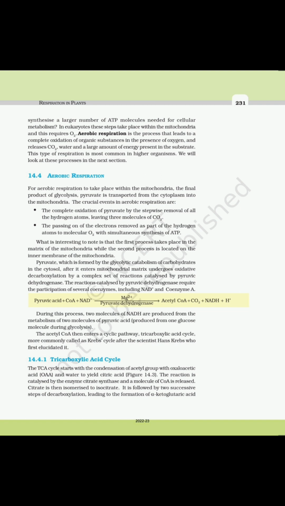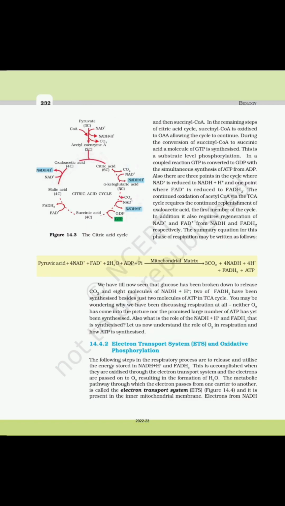14.4.1 Tricarboxylic acid cycle. The TCA cycle starts with the condensation of the acetyl group with oxaloacetic acid (OAA) and water to yield citric acid. Figure 14.3. The reaction is catalyzed by the enzyme citrate synthase and a molecule of CoA is released. Citrate is then isomerized to isocitrate. It is followed by 2 successive steps of decarboxylation, leading to the formation of alpha-ketoglutaric acid and then succinyl CoA.